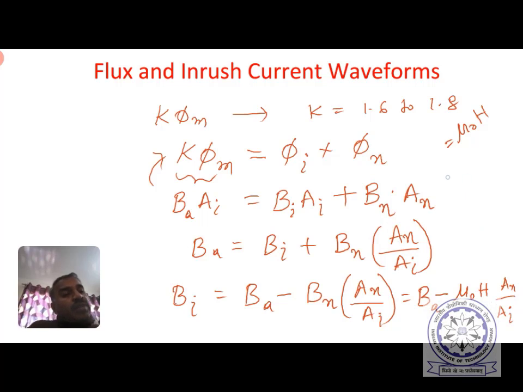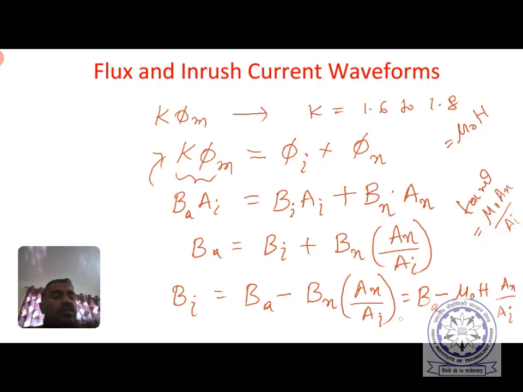This mu naught An by Ai is written as tan theta. So mu naught into An by Ai is some constant, which is tan theta. Therefore this becomes Ba minus H tan theta. So Bi, the iron flux density, equals Ba minus H tan theta.